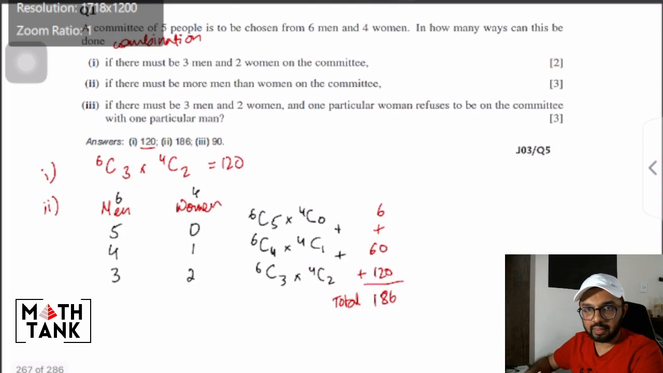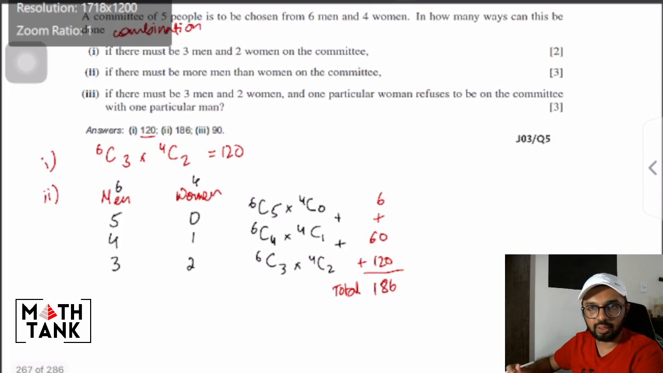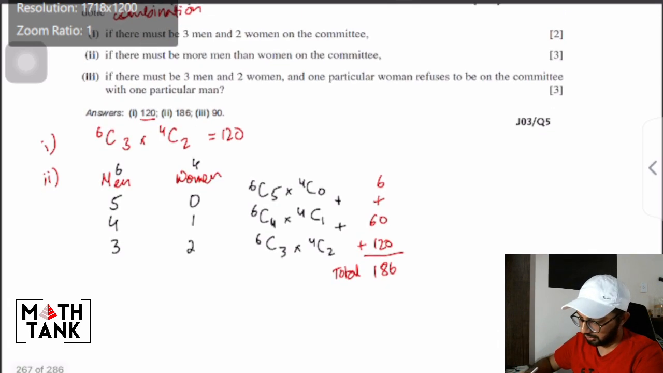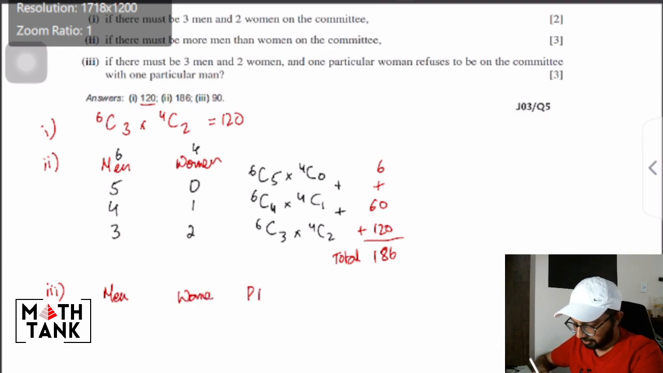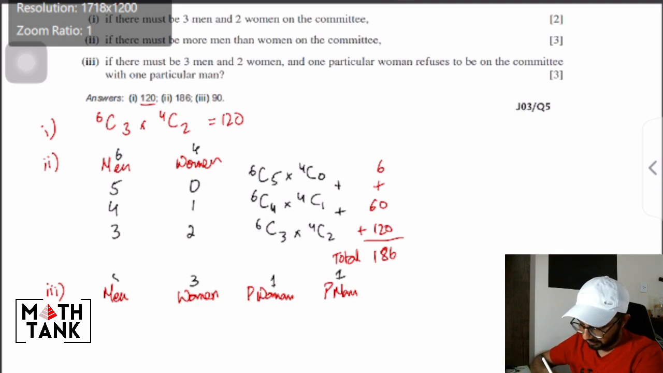Then part 3 says if there must be 3 men and 2 women, and one particular woman refuses to be on the committee with one particular man. Whenever you have such a question, you should separate those people who have a problem. So I'm going to say men, women, particular man, particular woman, and I can label these both as 1 and 1. The rest of the women, there were a total of 4 women, so 3 are left here, and 5 men are left here.